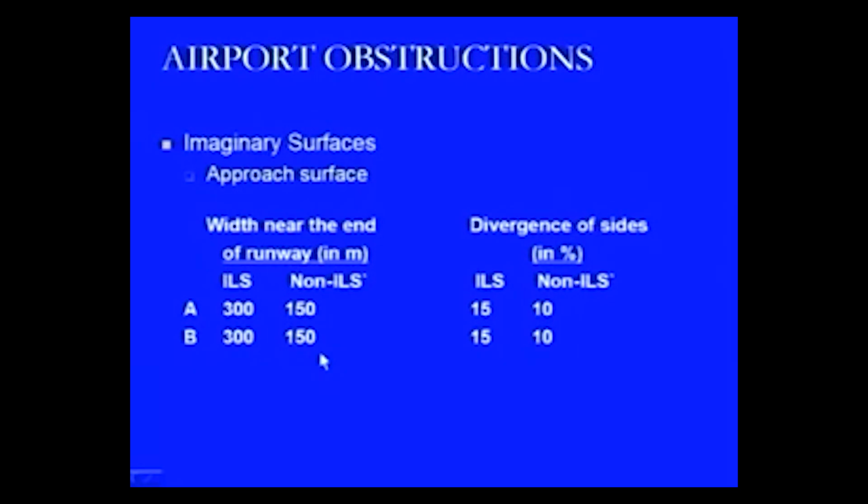In case of B, again it remains the same as we have seen previously, it was the same for C also. For D it is 80 for non-ILS and 10% for divergence value, and for E type of airport it is 60 for non-ILS and 10 for the divergence of sides. So, this is how the values are changing for the approach surfaces.